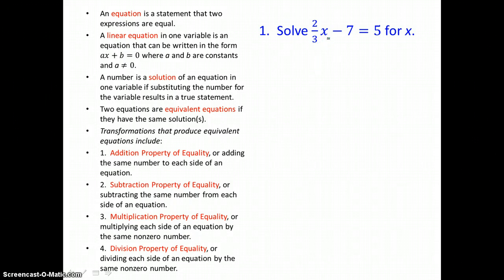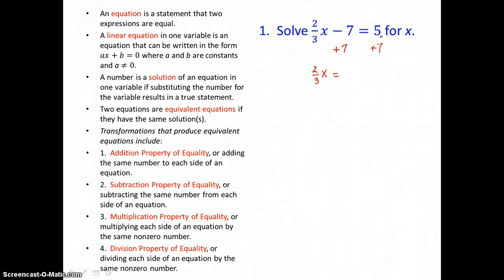So we're going to start by getting our x term alone. We're going to move 7 to the other side of the equal sign. We're going to add 7 to both sides of this equation. So when we add negative 7 to positive 7 on the left, we get 0. And 0 plus 2/3 x is going to leave 2/3 x. So we've got our variable term alone.